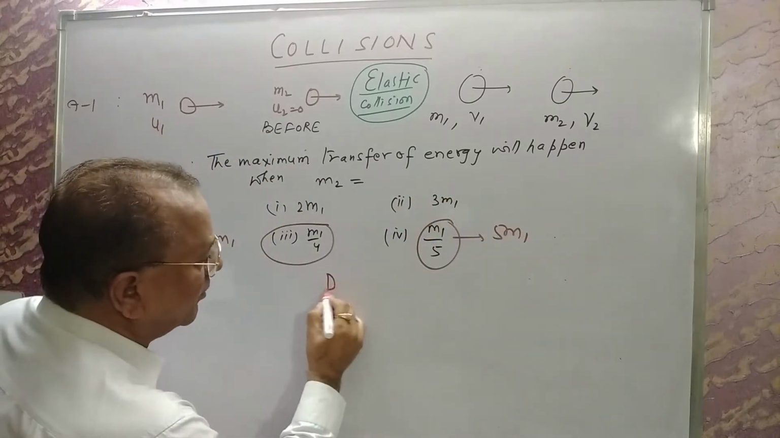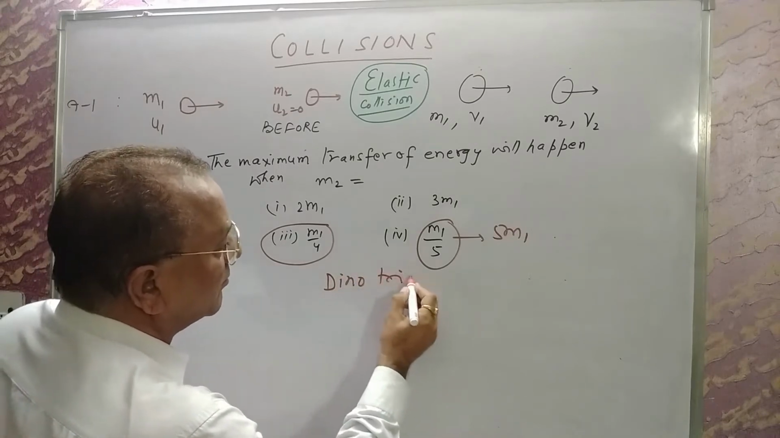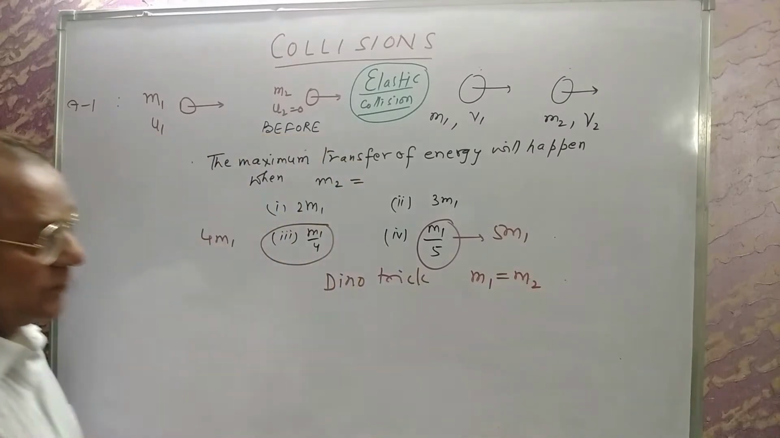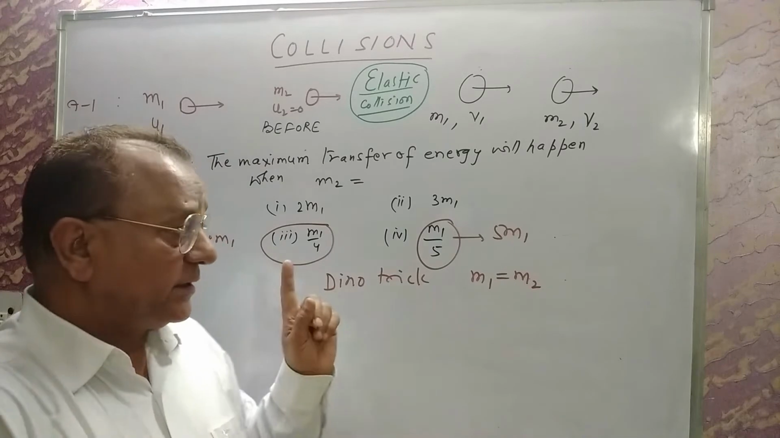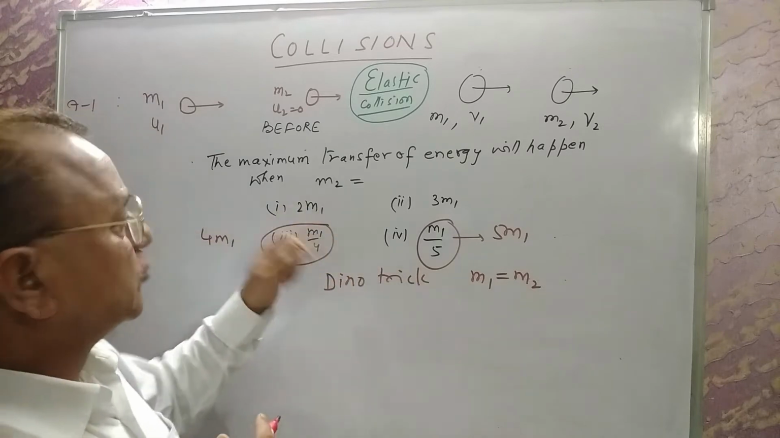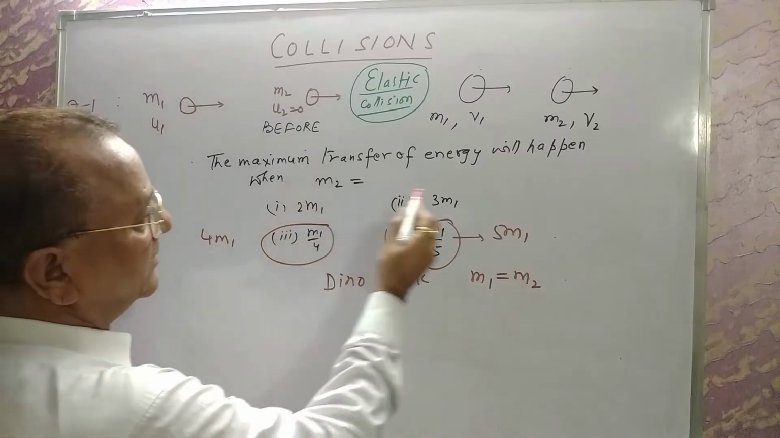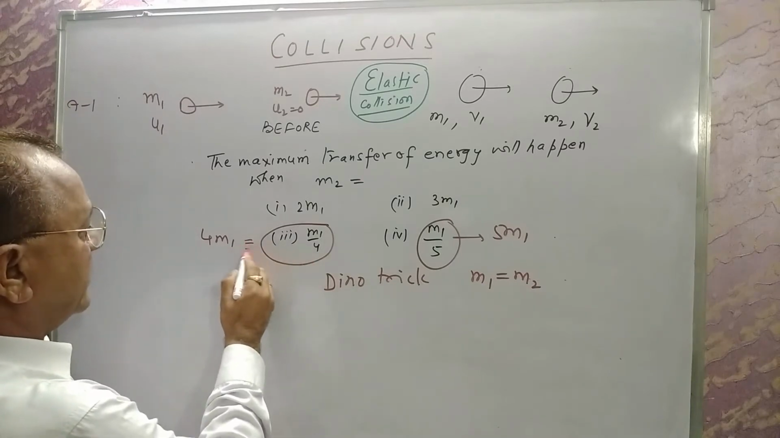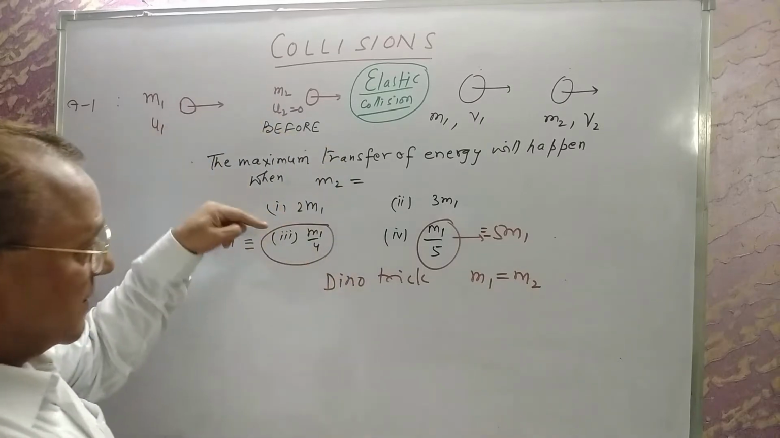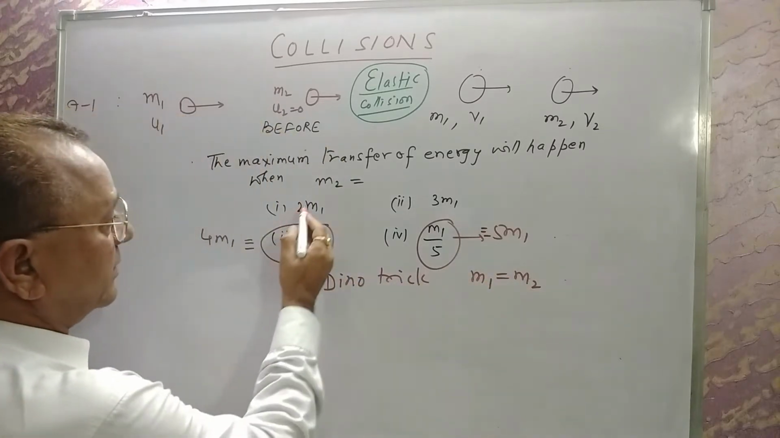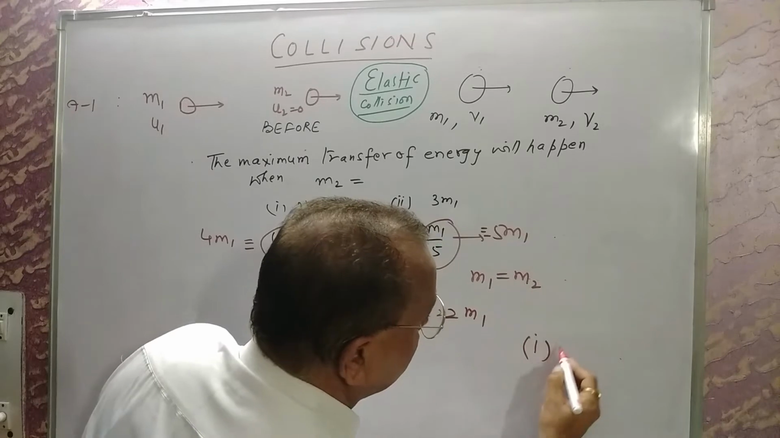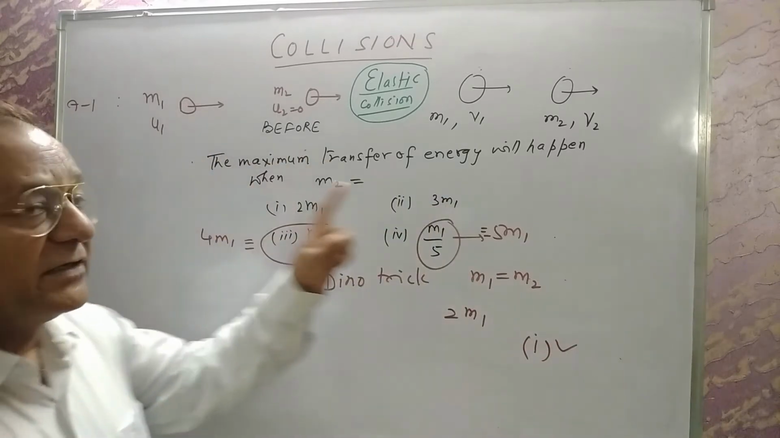And the trick here is, m2 is equal to m1. When the two masses are equal, the transfer of energy will be 100%. Now after that, the nearer the two masses are, the more the transfer. In case of 2m1, 3m1, m1 by 4 is the same as 4m1, and m1 by 5 is the same as 5m1. So the nearest case of m1 and m2 is 2m1. Therefore, the first is the answer. In the case of the first answer, the maximum energy transfer will take place.